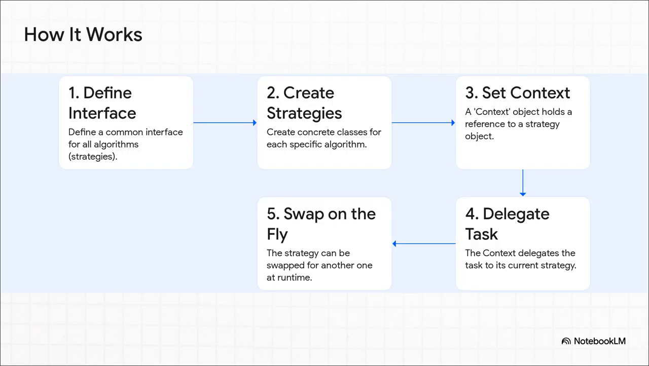So here's how that playbook works. First, you define a common interface that all your different strategies will follow. Then, you create a separate class for each one, like a fastest route strategy and a shortest route strategy. The main context object holds on to one of these. When it needs a route, it just says, hey, current strategy, do your thing. But the real magic is that you can swap that strategy at any time, completely changing the object's behavior without ever touching its own code.